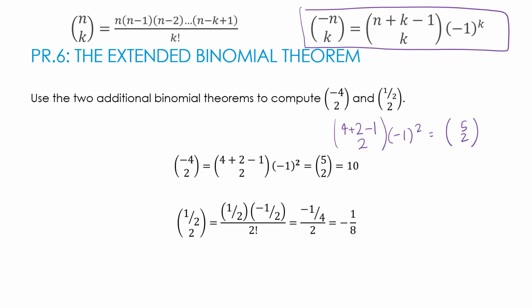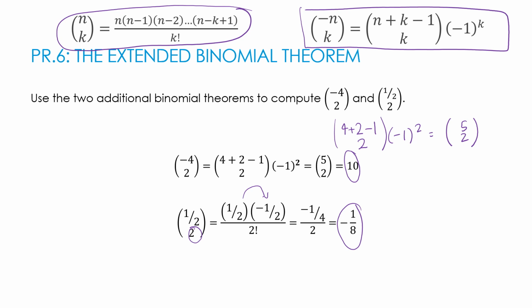For the second one, and again, I've already uncovered the answer here, obviously, but I would just look at this extended binomial theorem. 1/2 choose 2 means I start at 1/2. I'm having two values, so 1/2 minus 1 is negative 1/2 over 2 factorial. That gives me negative 1/4 divided by 2, which is negative 1/8. So you can see I have found both of my values.